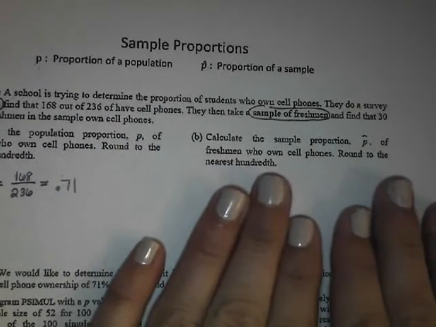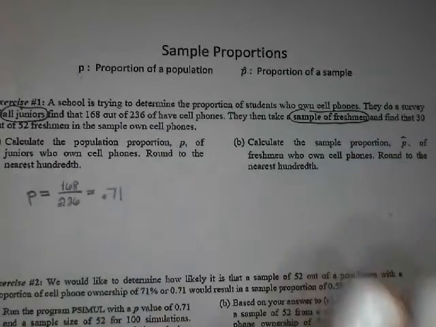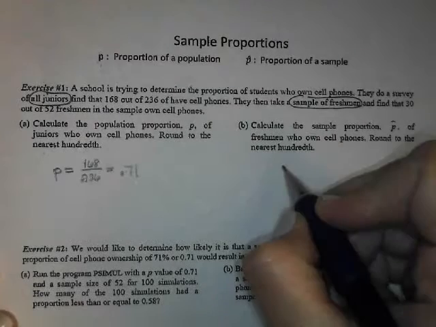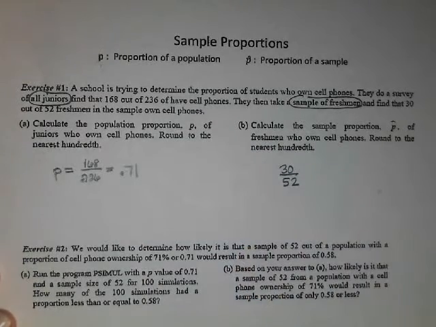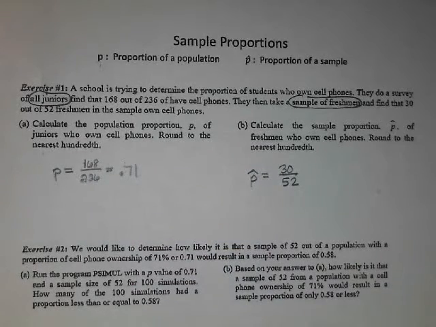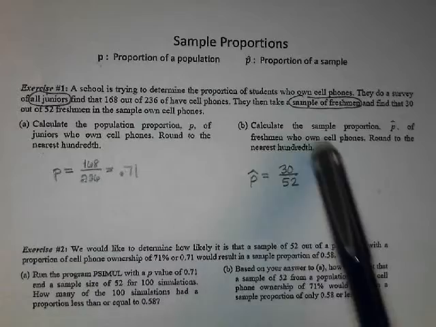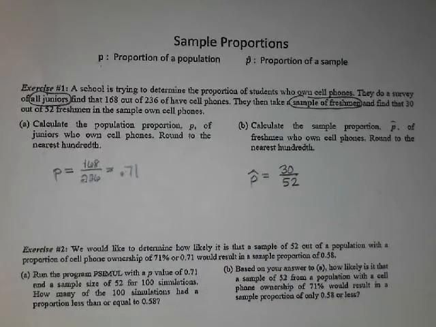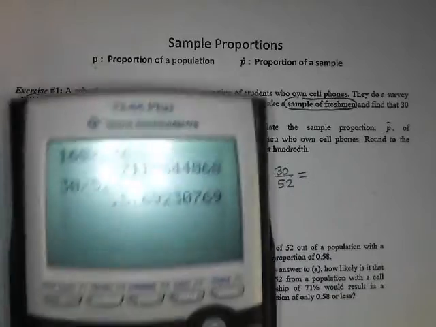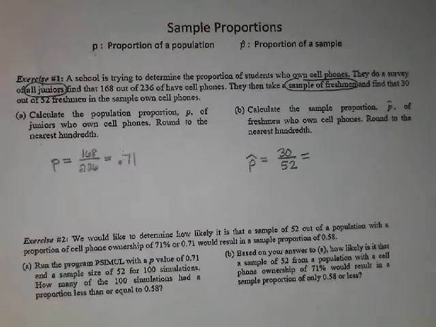But when we look at our freshmen, we only grabbed a sample of how many? How many freshmen did we sample? 52. We sampled 52. Out of those 52, how many had a cell phone? 30. This is not the population proportion. This is the sample proportion, so the symbol's a little different. It has a hat above it. Now, this is just an estimate of what happens for the entire freshman class. 30 out of 52 is probably not going to be exact. It gives us, to the nearest hundredth, 0.58.